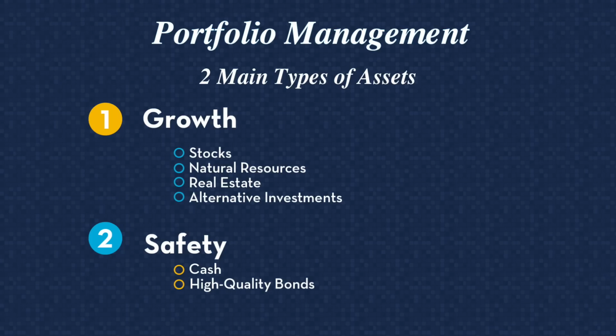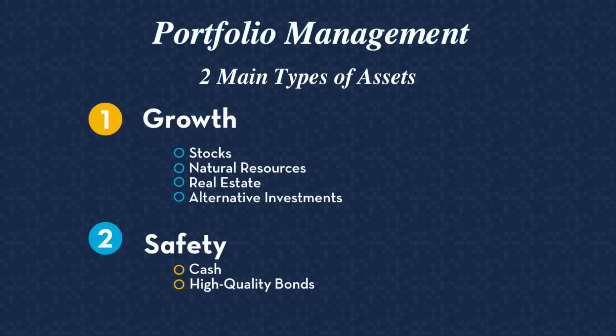What kinds of assets fall within the growth pool? Well, I might look at things like stocks. I might look at things like natural resources. I might look at things like real estate. I might look at things like alternative investments, asset classes designed to generate more growth from your portfolio.